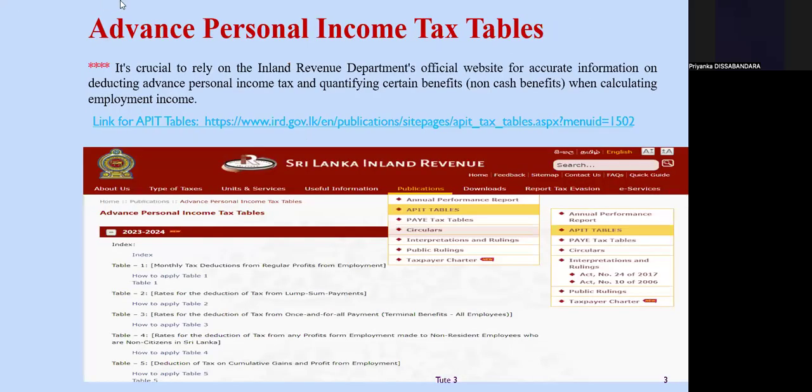Then, how does the employer deduct withholding tax or advance personal income tax? How can he deduct? Can he apply all rates for the deduction of employee advance personal income tax from each and every employee in the institution?